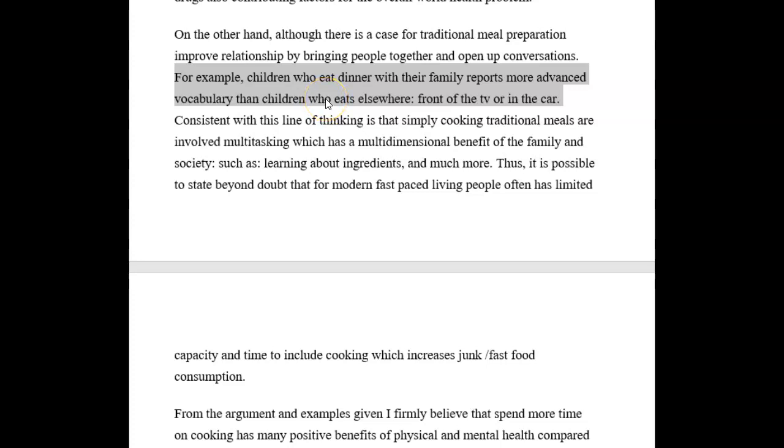Traditional way of life and cooking, traditional cooking and meals versus fast food. "So consistent with this line of thinking is that simply cooking traditional meals involves multitasking, which has a multidimensional benefit on the family and society, such as learning about ingredients and much more." Okay, you just told us that it's multidimensional, but you really just mentioned one dimension. So what else could you have said?